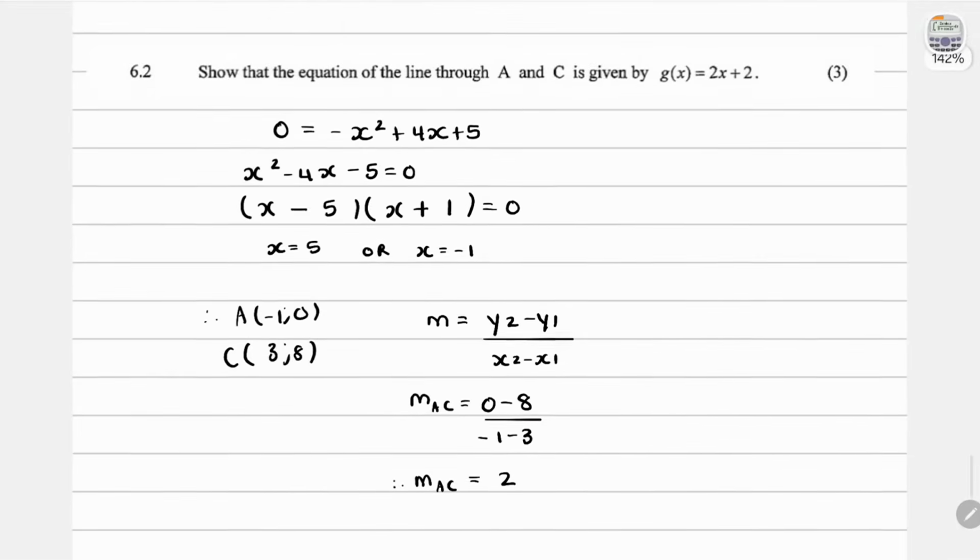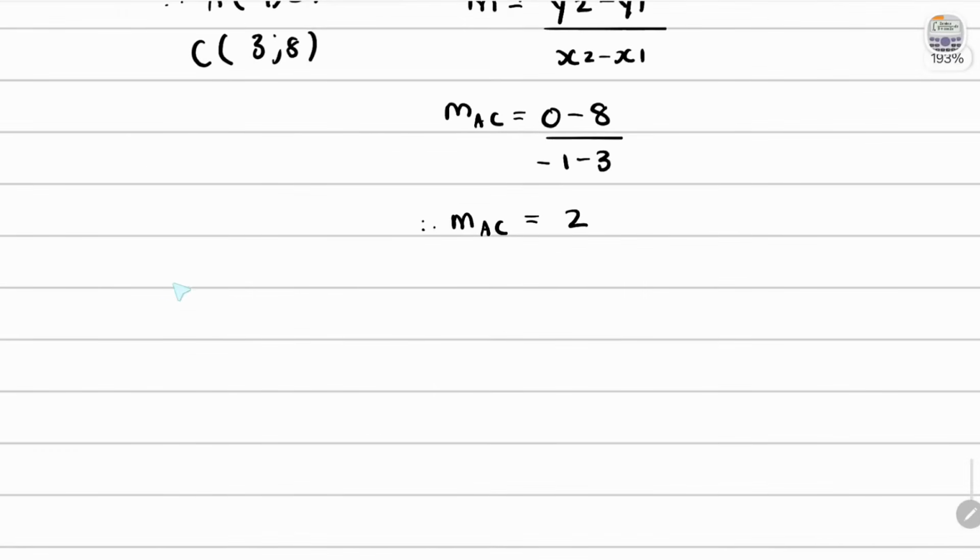And now we just have to find c. You can use y equals mx plus c, or use this equation. So we'll say y minus y1 equals gradient times x.